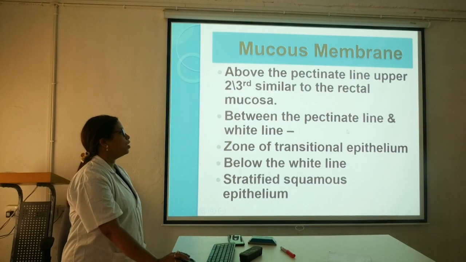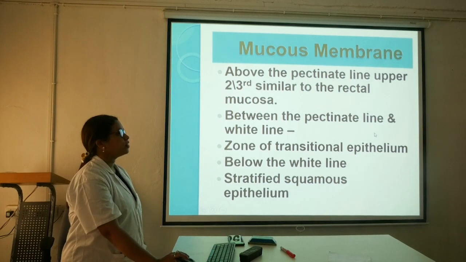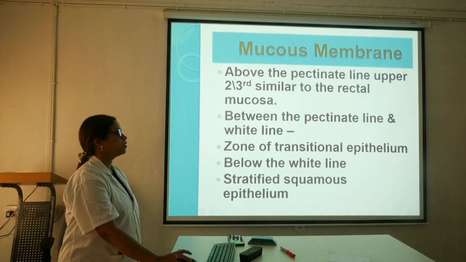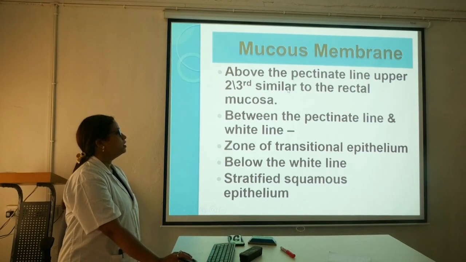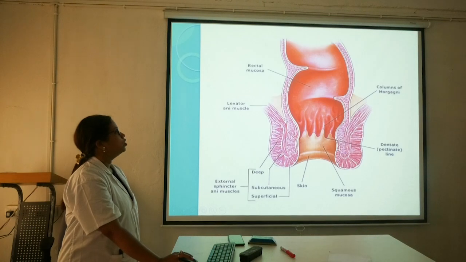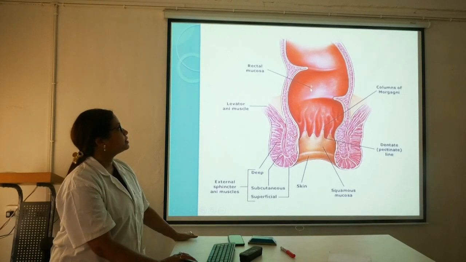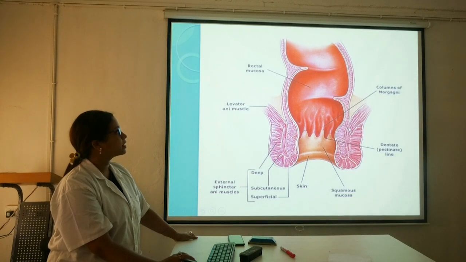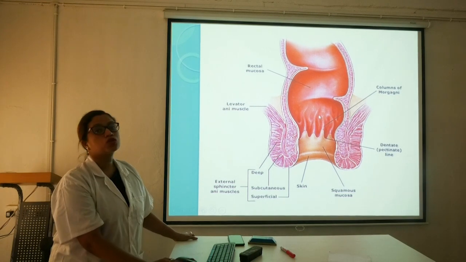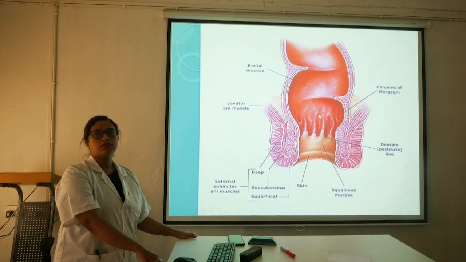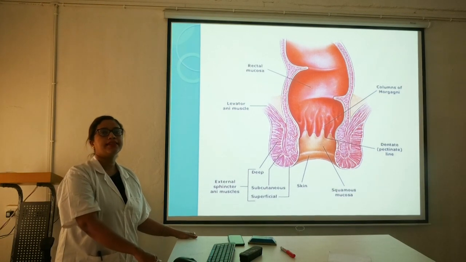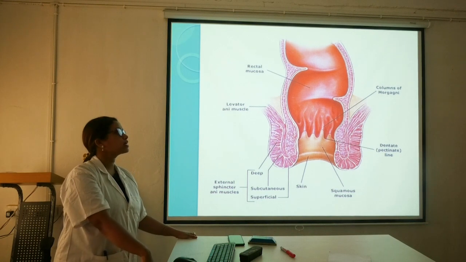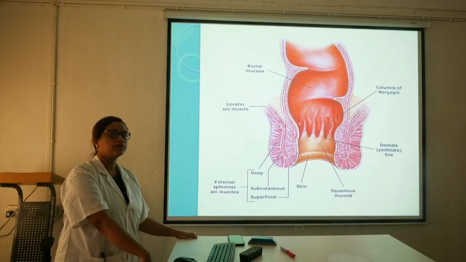Okay, so between the pectinate line and white line, that is the zone of transitional epithelium. So see, this is the mucosa. We have taken one cross section of rectum and anal canal, and these are known as columns of Morgagni. Okay, at this pectinate line, there will be so many curvatures. So this is known as columns of Morgagni.